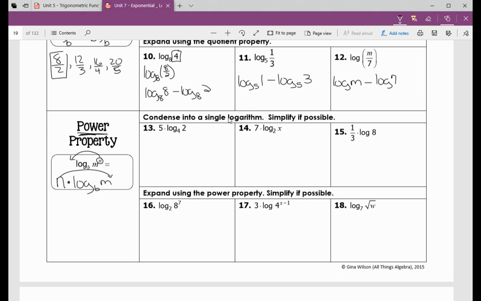So we are going to condense into a single logarithm. That means take your multiplier and put it back as your exponent. So that would be log base 4 of 2 to the 5th power. And 2 to the 5th power is 32. So I took my 5 and moved it up as my exponent. So basically that's what you're looking at. And then 2 to the 5th power is 32.